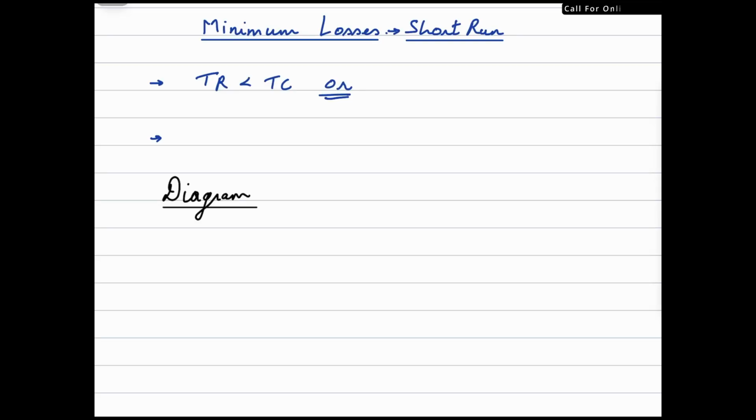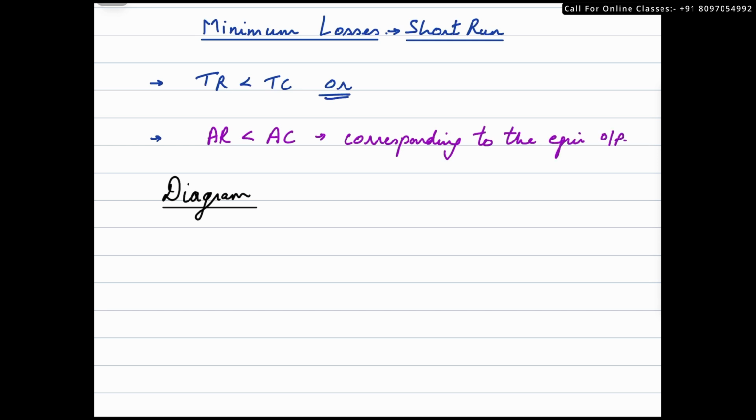So on a general notion, we know that losses would occur when your revenue is running short of your expenses, or total revenue is less than total cost. Another way to jot down minimum losses would be average revenue is less than average cost. And we need to remember that this situation should prevail corresponding to the equilibrium level of output. Okay? Let's take a look at the diagrammatic representation of losses.